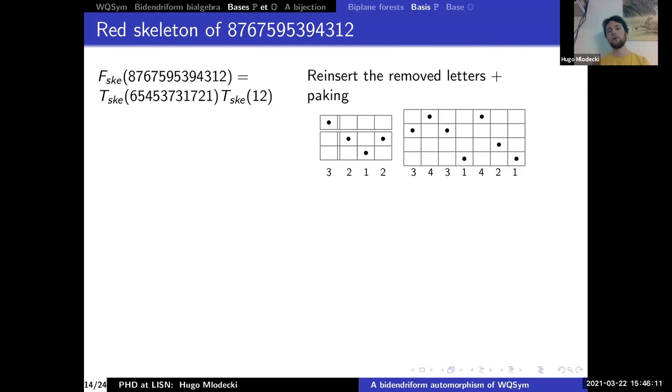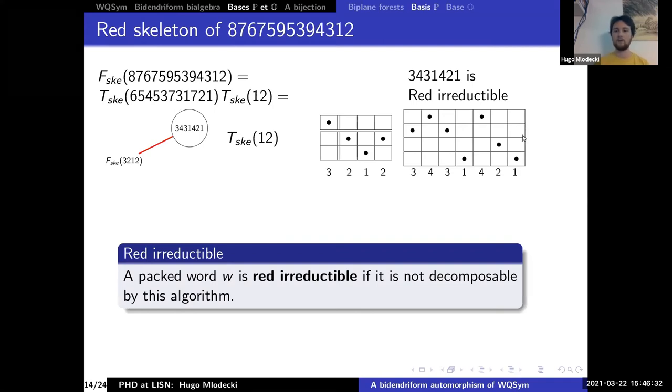And this red irreducible word will be the label of a node. And the left forest of this node will be the forest associated to the word on the left. So we just write it like that. So this word is red irreducible. Red irreducible words are the words that are not decomposable through this algorithm. And here we just draw this node with this label, the red irreducible word. And on the left side, we have the forest associated to the left side. And now we can loop and get the skeleton of this word. Why do I use skeleton?